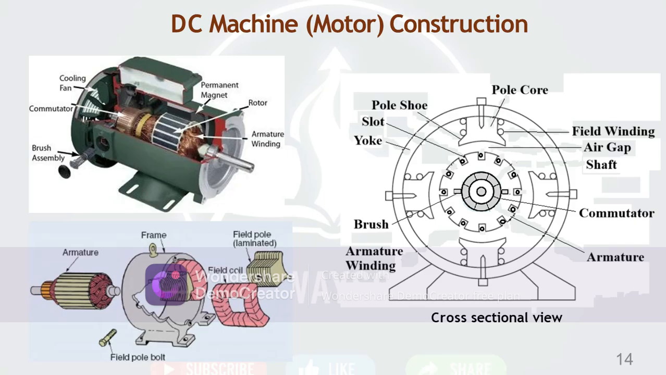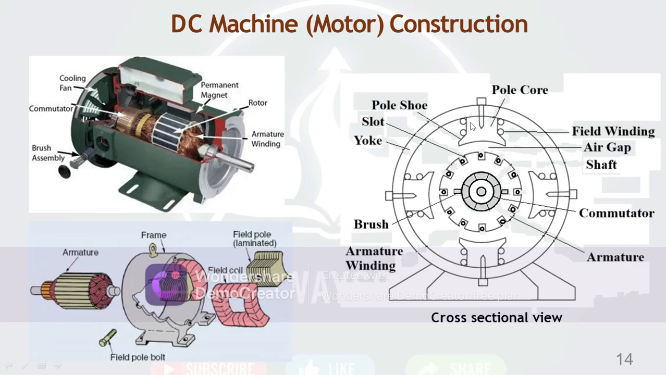Now DC machines and construction. This is another topic, the next second part. So for the construction, if you consider a basic DC machine, there are four poles, N and S, N and S.